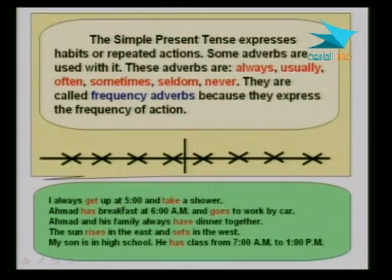I always get up at 5 and take a shower. Ahmed has breakfast at 6 a.m. and goes to work by car. Ahmed and his family always have dinner together. The sun rises in the east and sets in the west.